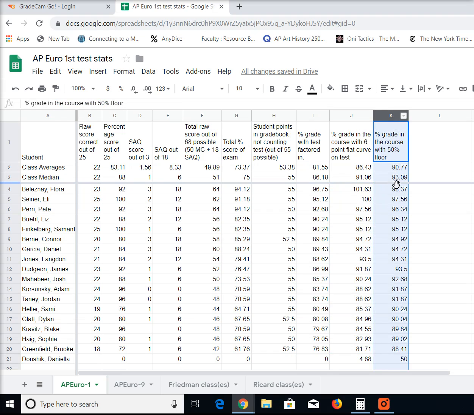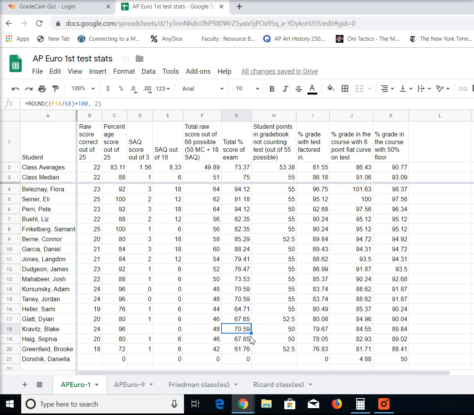Just for John, I was curious, so I put in here what it would look like if there wasn't a curve, and I just put in like a 50% floor as a way of comparison, what their GPAs would be like. And then Gary, this is no curve at all right here.